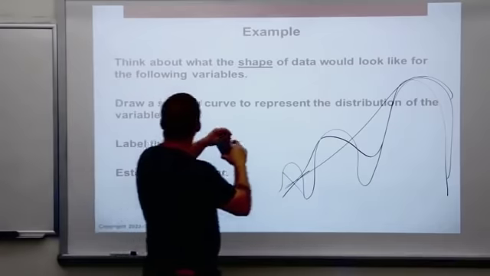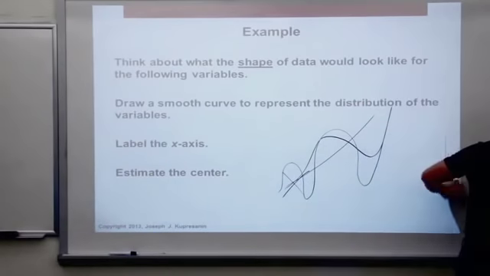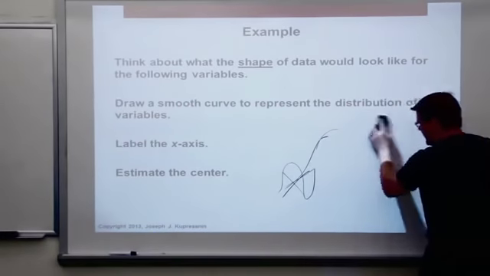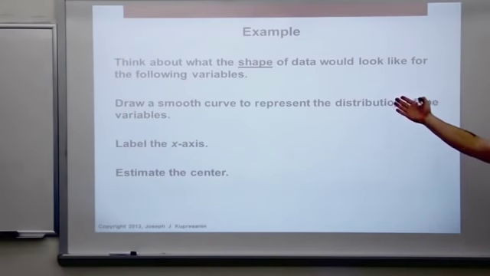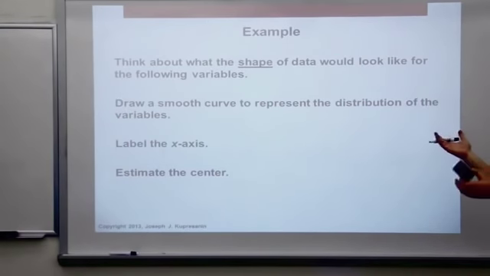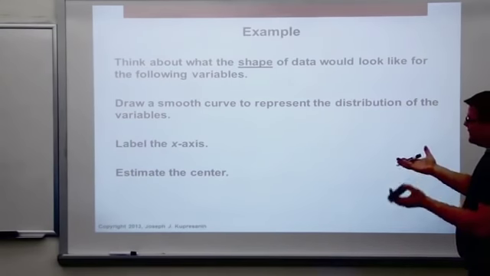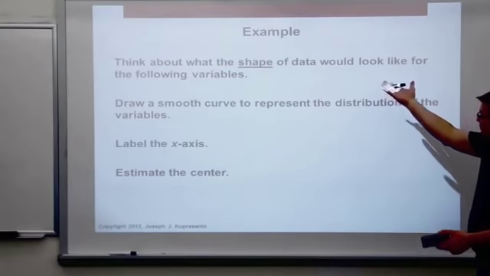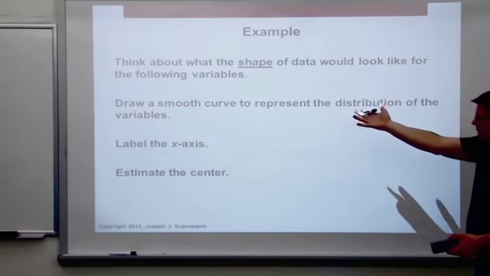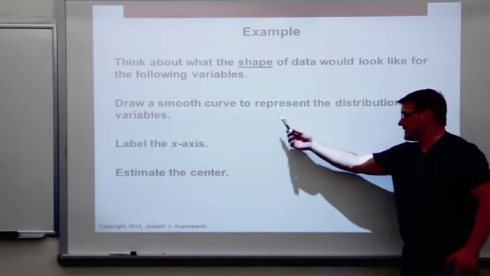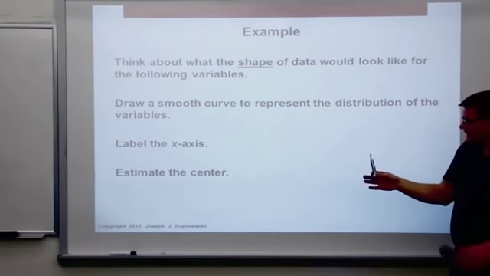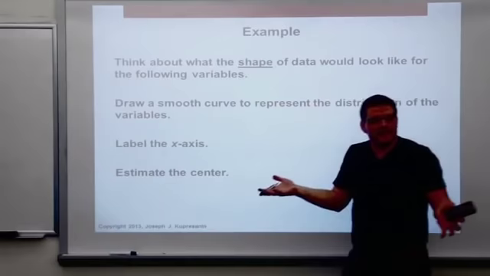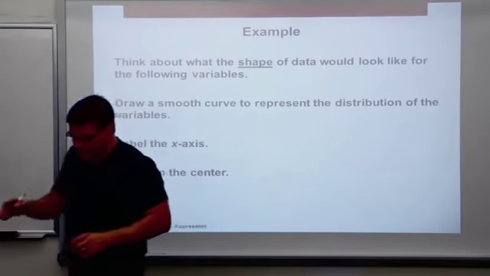Bottom of the page here. Example. At times, we might tell you, students, think about a variable and sort of think what the data values might look like. Think about what the shape would look like for the following variables. And what I'll try to do is draw a smooth curve to represent it. I'll make sure I label the axis and I'll estimate the center. Okay, so we'll do it twice.